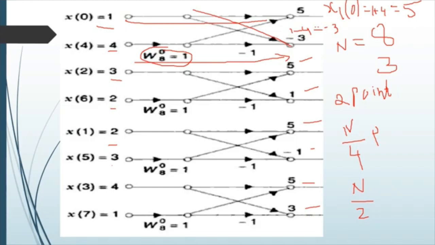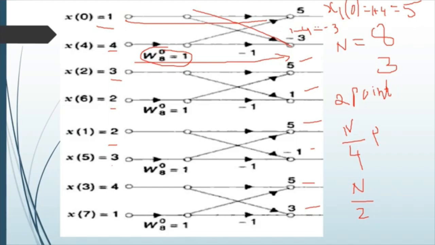Why is it minus x of 4? This 4 is multiplied with 1, so it becomes plus 4. When it is traveling, it is multiplied with minus 1, so it becomes minus 4. So 1 minus 4 gives rise to minus 3. This is the answer. Similarly, we can calculate all the points.